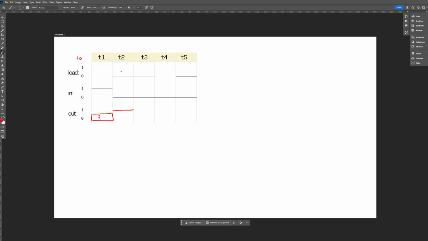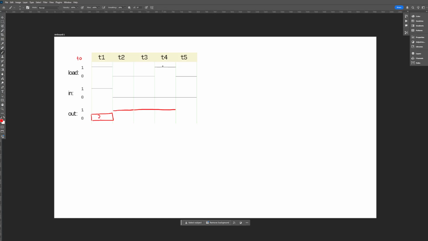Then T2, load, we're asking ourselves, should new data be written? And the load is saying no. So that means this will stay at 1 because the load is explicitly saying new data should not be written. Please maintain the output that you had before. We can see that this happens over T2 and T3, so we will continue this over T3 and T4 as a response.